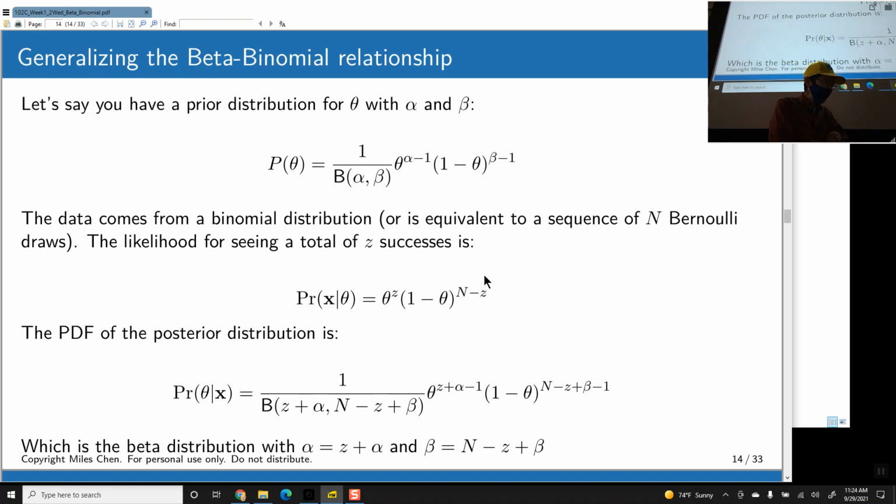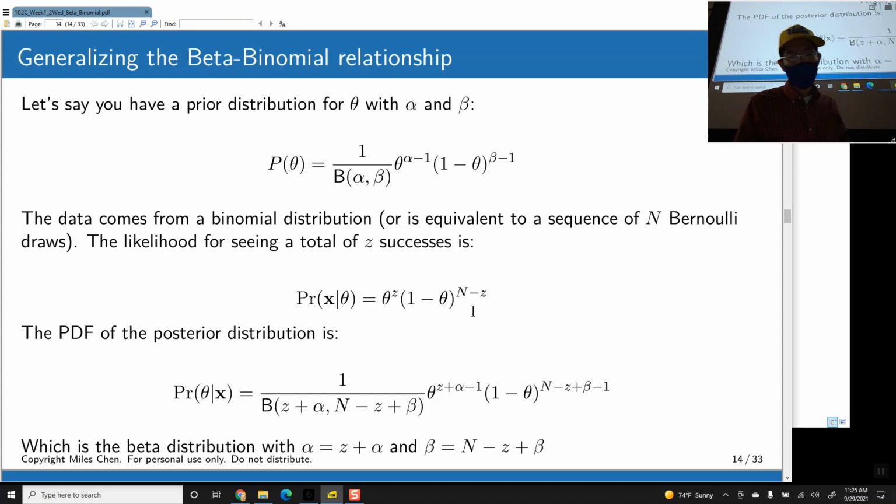We can take a look at what we did, all right? So here we did 5 and 10, 81 and 219. But what if we just have generic terms, right? What if the prior distribution has shape parameters alpha and beta, and then we look at data coming from a binomial or a sequence of Bernoulli, okay, and we have n observations and z successes? So this is the prior distribution, this is our likelihood, theta to the z, 1 minus theta to the n minus z.